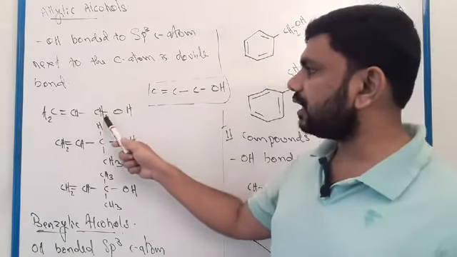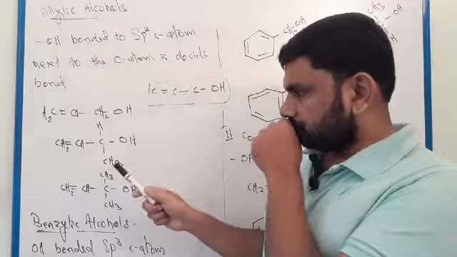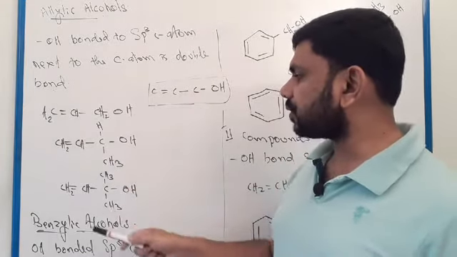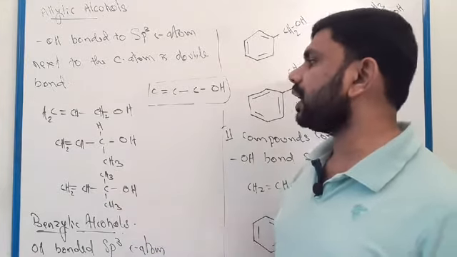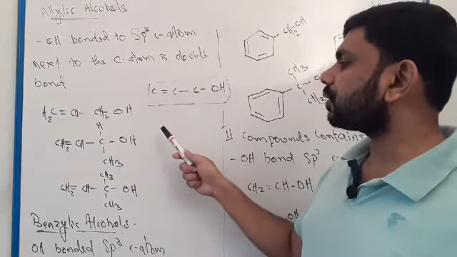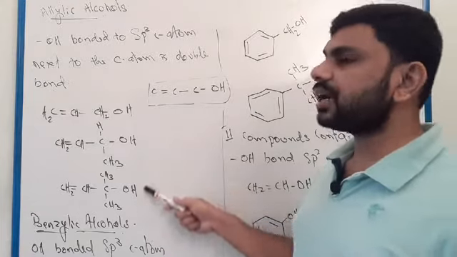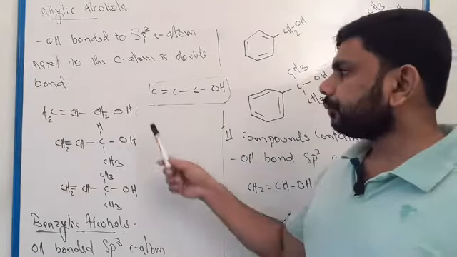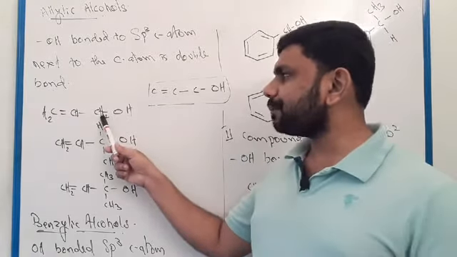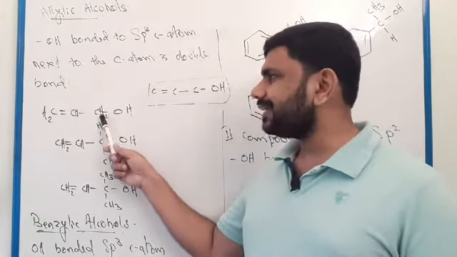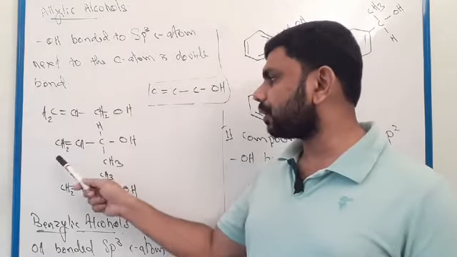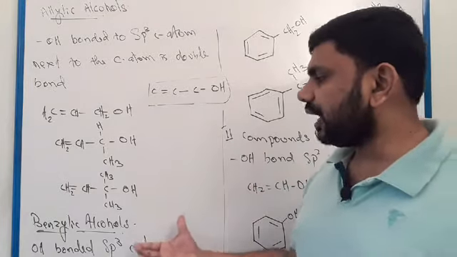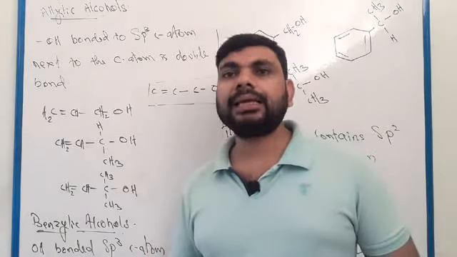Here you can see this is primary alcohol, this is secondary alcohol, and this is tertiary alcohol. Primary alcohol, secondary alcohol, tertiary alcohol, all these are examples for allylic alcohol. Allylic alcohol means OH group bonded to an sp3 hybridized carbon atom next to a carbon-carbon double bond. Okay, this is allylic alcohol. Okay, next one we have to discuss here, benzylic alcohol.